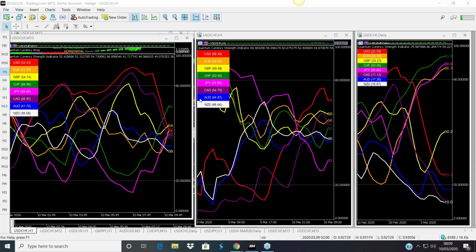As I said, I was looking at the Aussie Swiss simply because there's a nice cross on the 15. It was also looking to cross on the hour as well. But you could also look at the dollar Swiss here. We've had a cross on the 15.